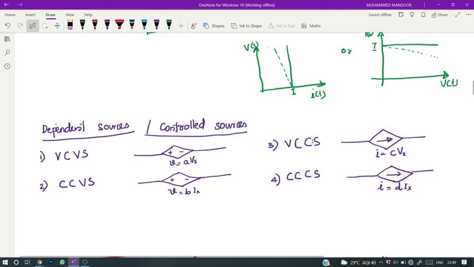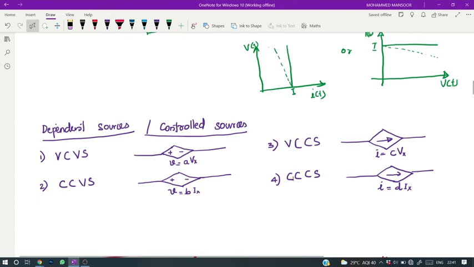And the next two are controlled current sources. If the value of this current source is determined by varying the voltage across an element X in the circuit, then that is a voltage controlled current source. It is a current source. Its value is controlled by varying the voltage across the Xth element. So I is equal to C times Vx, where C is a constant.